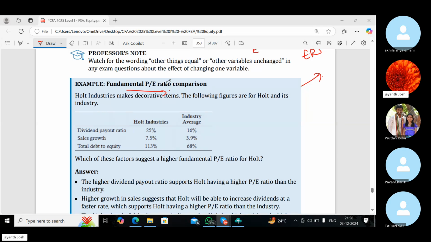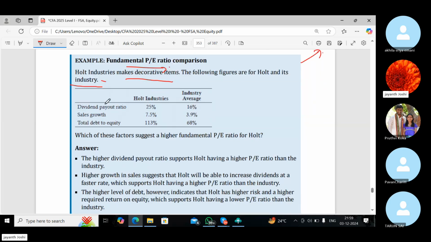So, fundamental PE ratio comparison. Halt Industries makes decorative items. The following figures are for Halt and its industry. Dividend payout ratio: Halt Industries 25%, industry average 16%. So the dividend payout ratio is more for Halt than the industry average of 16%. They are giving more dividends, it seems. Their sales growth is also very high. The industry average is less.